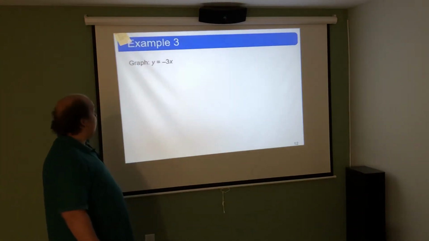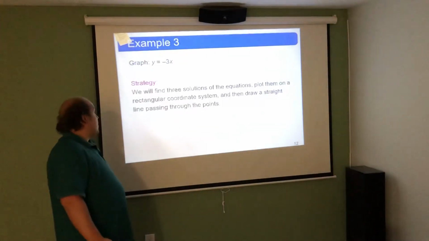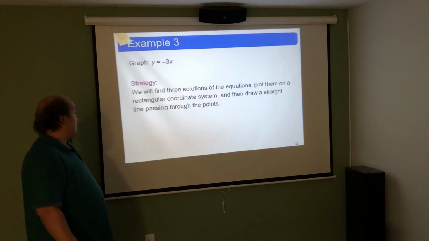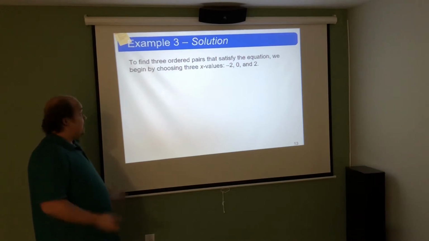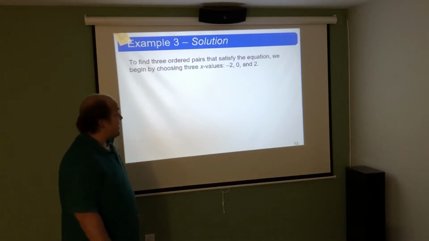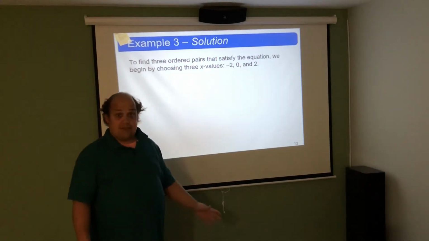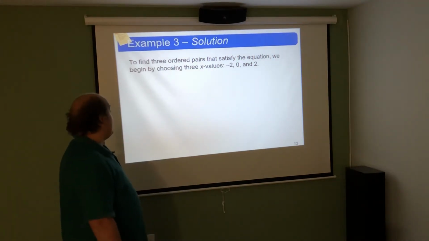Let's say we wanted to graph y equals negative 3x. First, we want to find three solutions of the equation and plot them on a coordinate system. Then we can draw a straight line through the points. Here they say, let's try x values of negative 2, 0, and 2. Personally, I like to try negative 1, 0, and 1 because to me that's the easiest possible things to put in, but it makes sense to do negative 2, 0, and 2 as well.